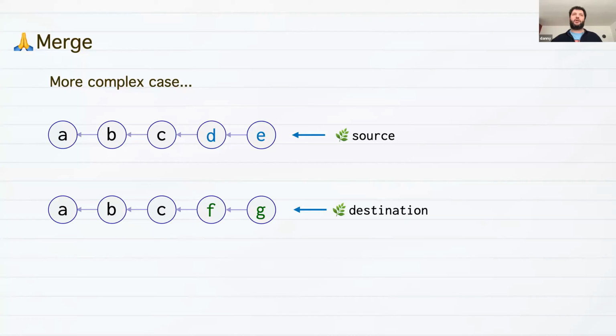So here we've got two branches that have different histories. So source has commits D and E on it, and destination has commits F and G on it. And there are commits which are in your destination branch that are not in your source branch.